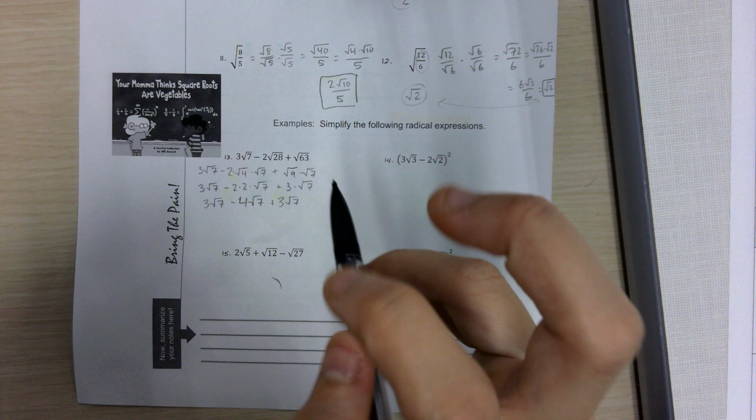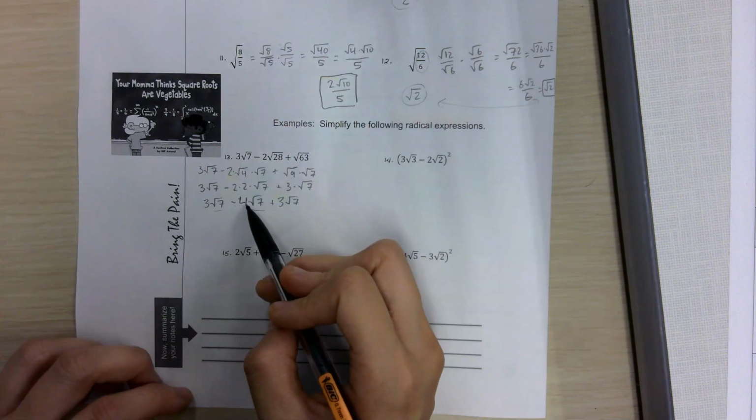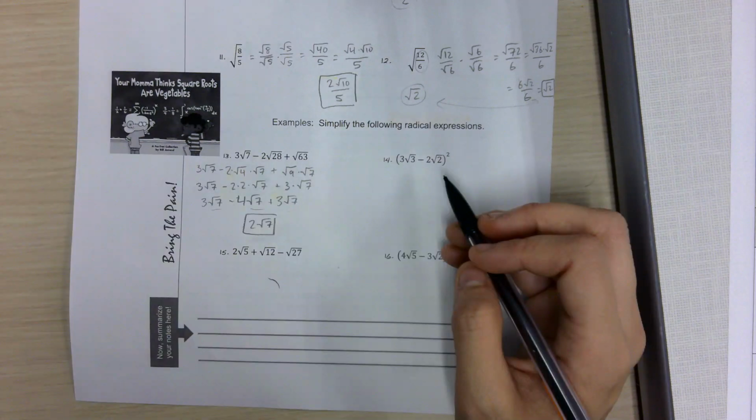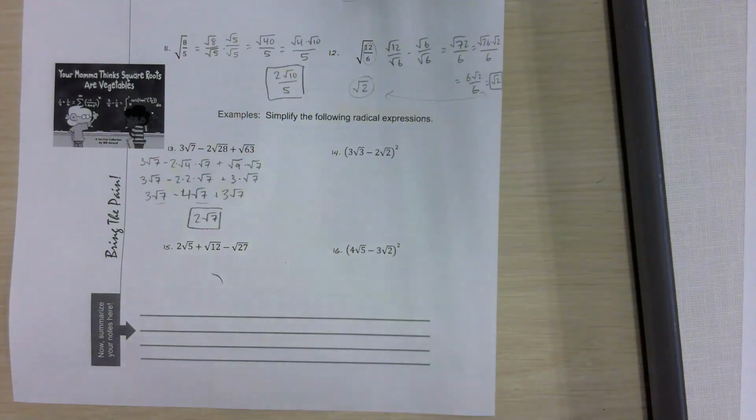Okay, so now the like terms. We have root 7, so we could just add the numbers in front. So 3 minus 4 is negative 1, plus 3 is 2 root 7. This one's tricky, but you just got to make sure you are multiplying correctly.